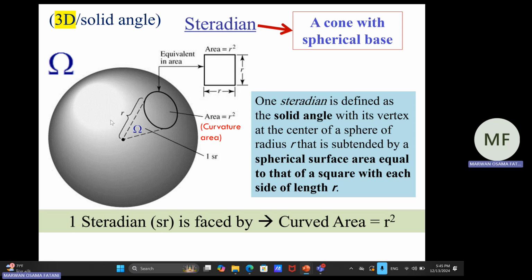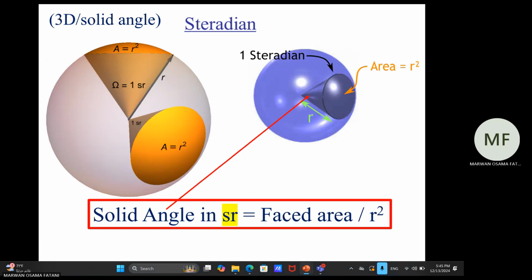You can imagine this as an orange, you're trying to slice something out of it, and this steradian is going to be covered by the curved area, which is equal to r squared. So one steradian is defined as the solid angle with its vertex at the center of the sphere of radius r, that is subtended by a spherical surface area equal to that of a square with each side of length r, if that makes sense. So let's go through the visualization one more time. One steradian, where the area is equal to r squared and the radius is equal to r.